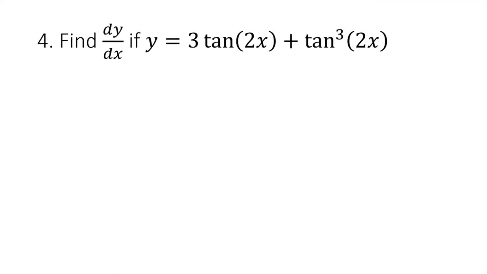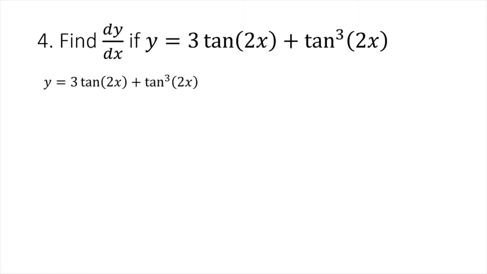Find dy dx if y is equal to 3 tangent of 2x plus tangent cubed 2x. Okay, so this is the given. So let's start with the first term. We have 3 tangent of 2x. Just leave 3 as is, according to the constant multiple rule. And then differentiate tangent of 2x with respect to x.